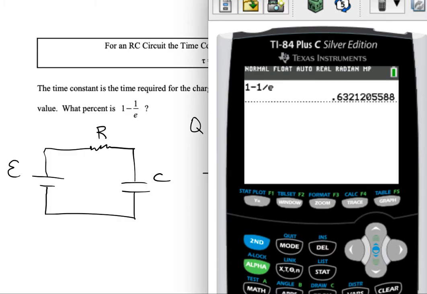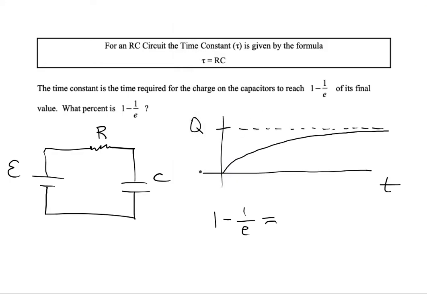It's 0.6321. If we turn that into a percent, we get approximately 63%. Now, 100% would be what we call Q max, which is the maximum amount of charge that can be on the capacitor. So 63% would be somewhere around here.